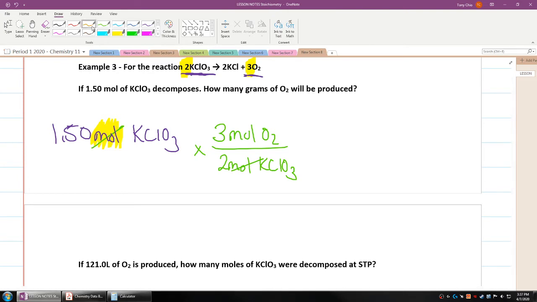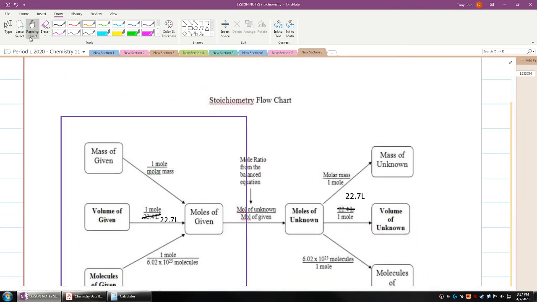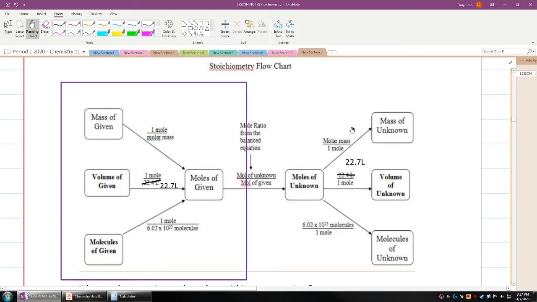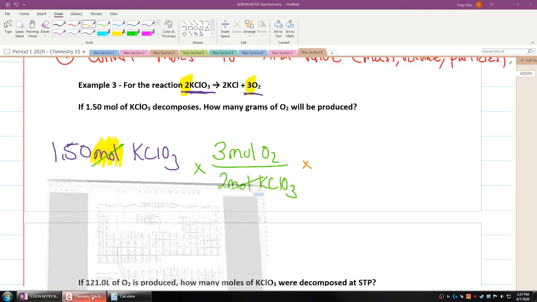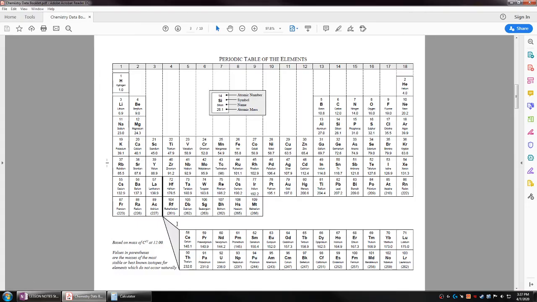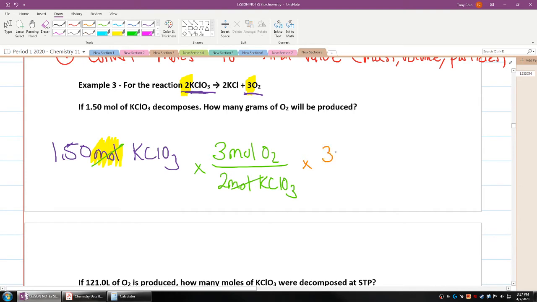Your last step is now to get to grams of O2. So you're now going to multiply your moles of O2, looking at your mole bridge. You now are here. You want to get to here. So you have to use the molar mass of O2. So what is the molar mass of O2? Well, if each oxygen is 16 grams, if you have O2, that's 32.0 grams per 1 mole of O2. So here you see that moles of O2 will cancel.